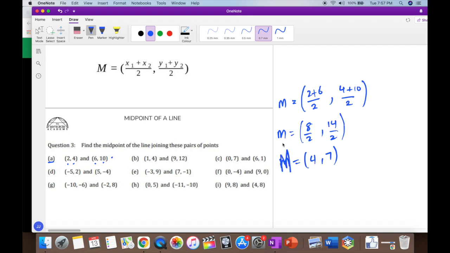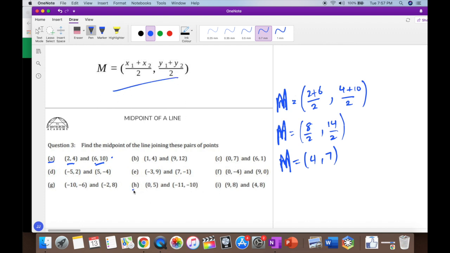Big M, not small m. Sorry for writing small m. It is big M, because remember small m is gradient. Right? So big M is midpoint. Yeah? So we have the 2 points here, and we were able to use this very simple formula to find the midpoint.